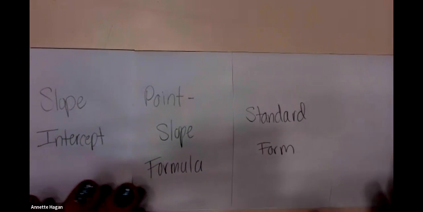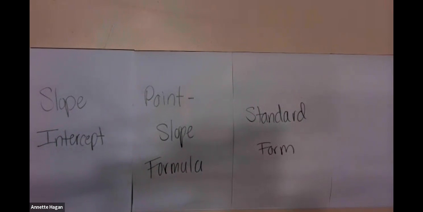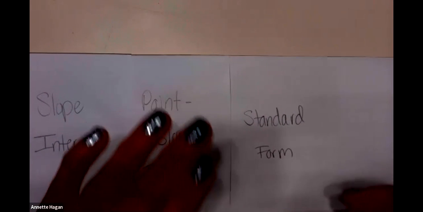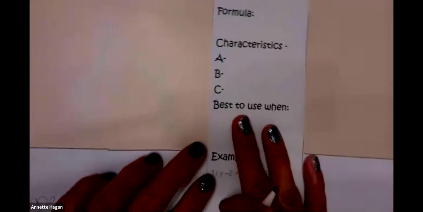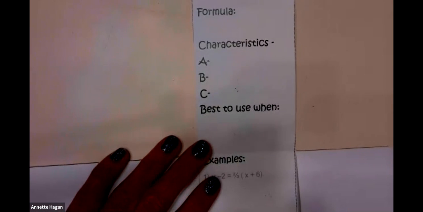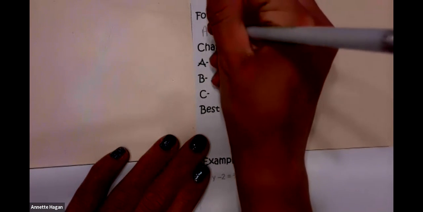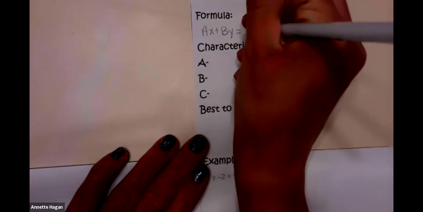So standard form doesn't straight up give us necessarily a slope and a point or a slope and a y-intercept, but standard form is a way that allows us to work a lot with equations in a way we want to, where we have the x and the y on the same side. So what do we know about standard form? What is standard form? Well, it is the formula ax plus by equals c.